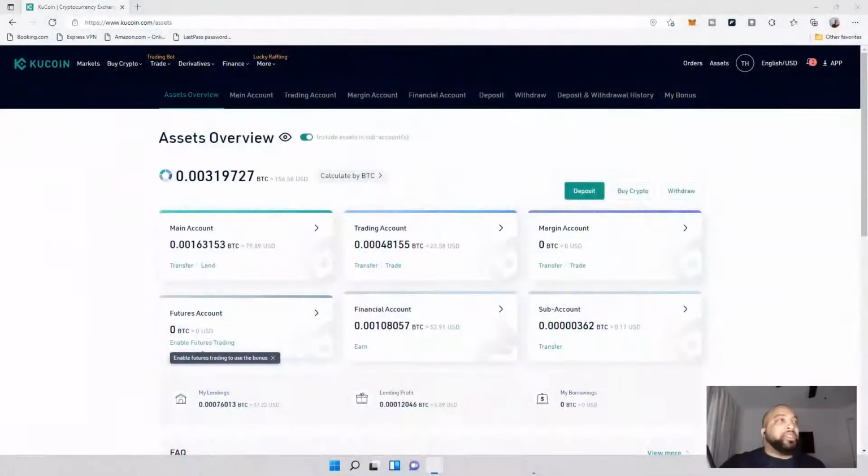All right, so I am logged into my KuCoin account now. When you get logged in, it's going to take you to this assets overview page. I believe that this is the default page. So if you're new to my channel, I've taken most of my money out of my KuCoin exchange and moved it to different wallets or to a Ledger Nano S. That's a cold wallet. It's one of the more secure ways of storing your cryptocurrency.